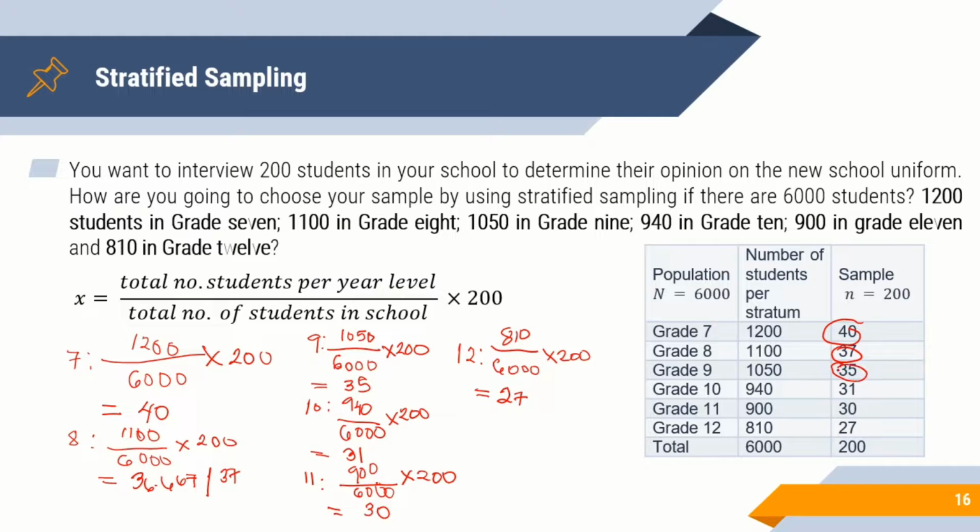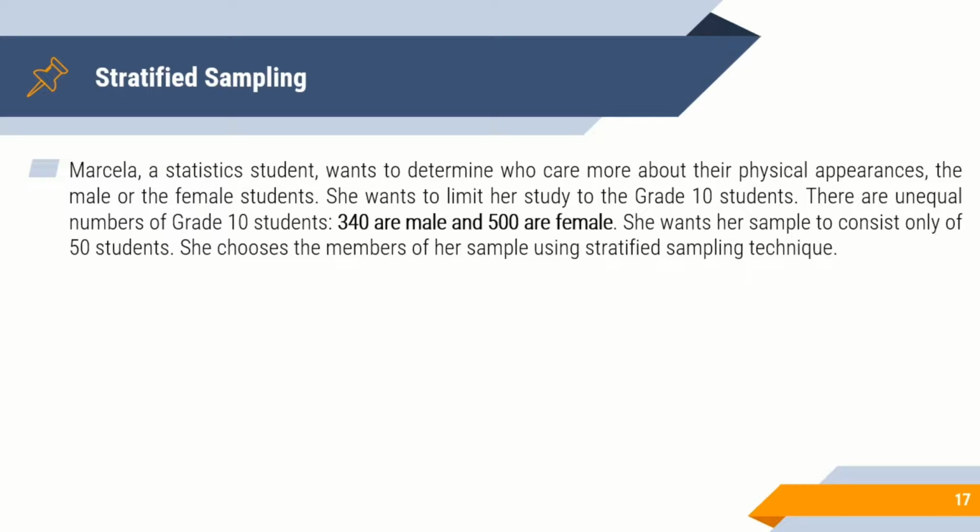Another example is here. Marcella is a statistics student who wants to determine who care more about their physical appearances, the male or the female students. She wants to limit her study to the grade 10 students. There are unequal numbers of students, so 340 are male and 500 are female. She wants her sample to consist only of 50 students. She chooses the members of her sample using stratified sampling.